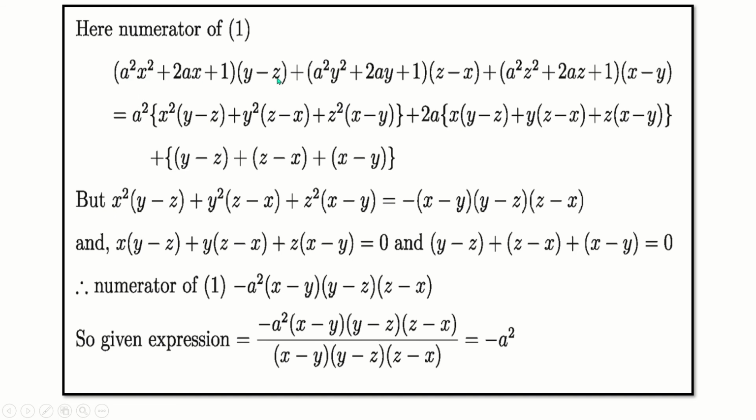That means the first part is a square common. So at first we'll take the first part of the term, and second will be 2ax, here also 2ay, here also 2az. So 2a is common, here will be x into (y minus z), here y into (z minus x), here z into (x minus y), and finally here is 1. So we'll get (y minus z) plus (z minus x) plus (x minus y).